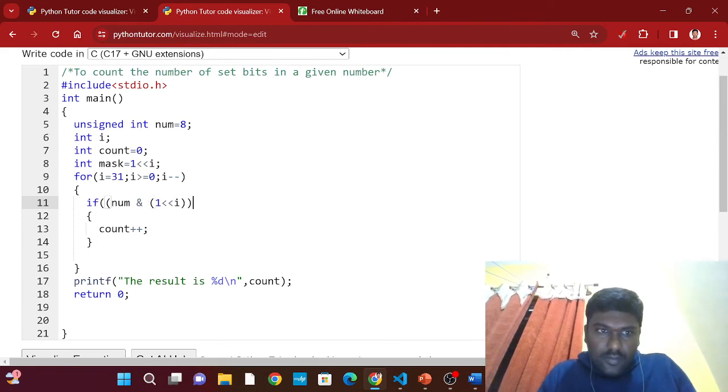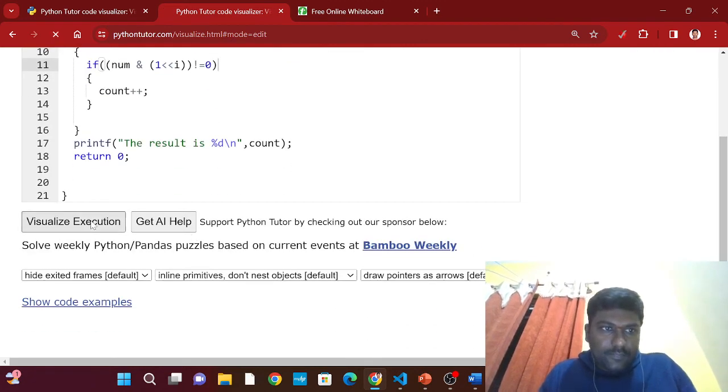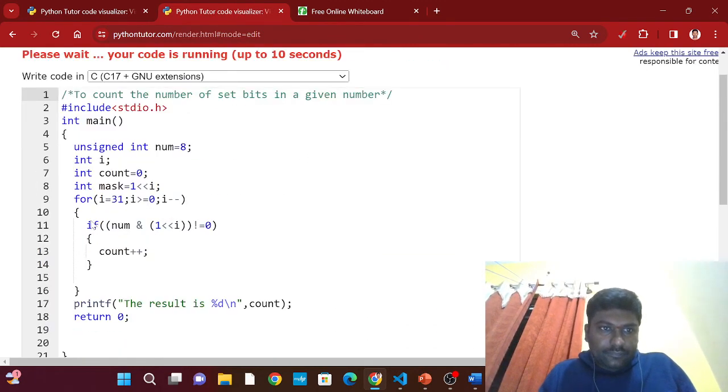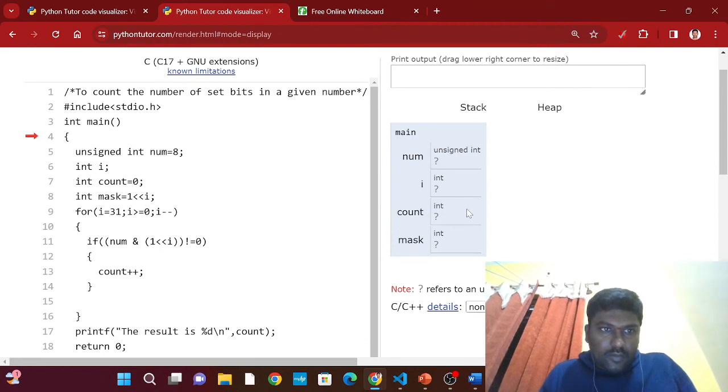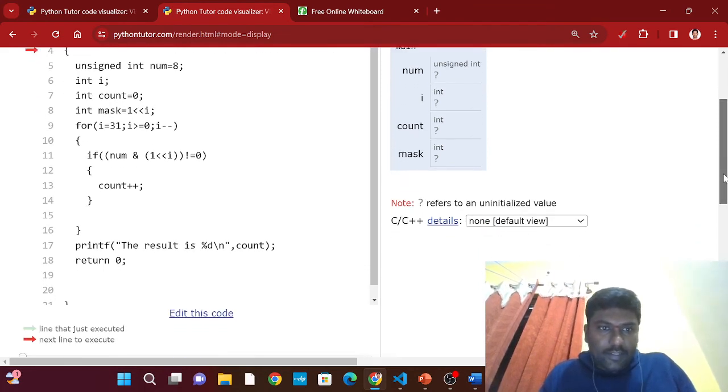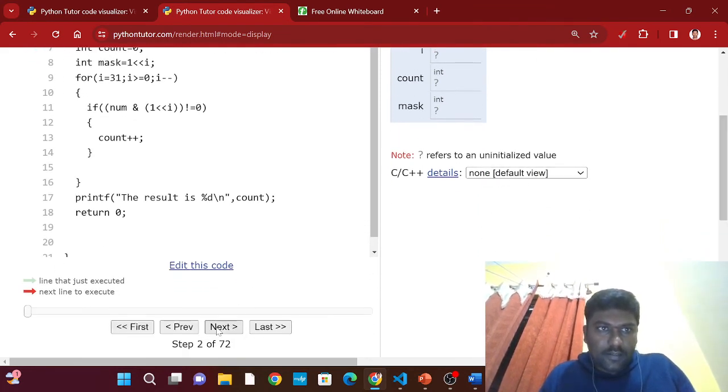If num AND with 1 left shift i not equal to 0, let me write it like this, and we will check. So I am not going to use mask over here; directly the expression I have written like this here.